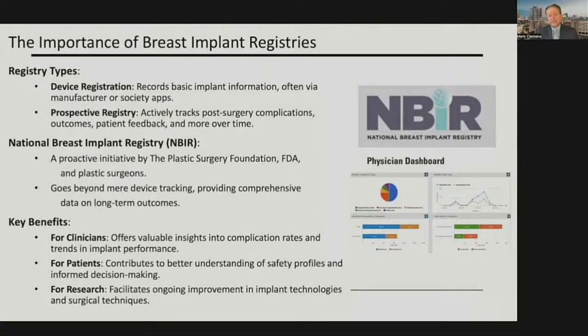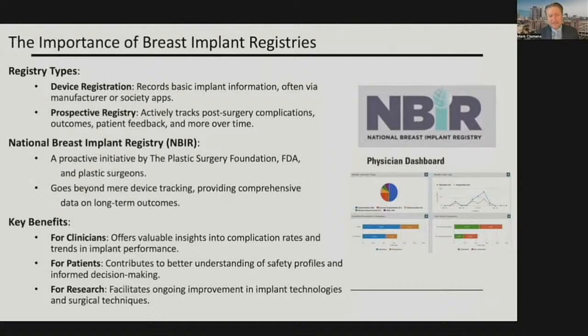What I'm talking about is encouraging people to actually participate in a prospective registry that is totally different from a registration. A prospective registry actively tracks post-surgery complications. It defines outcomes. It also gives opportunities for patient feedback, and it continues over time, following up and making sure that we know what the long-term consequences of those breast implants are. An example is the National Breast Implant Registry in the United States. It's a proactive initiation by the Plastic Surgery Foundation, the FDA, and plastic surgery, and it goes beyond mere device tracking, providing comprehensive data on long-term outcomes.